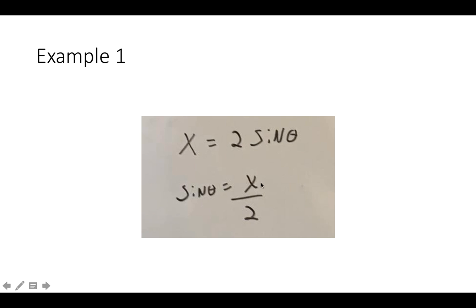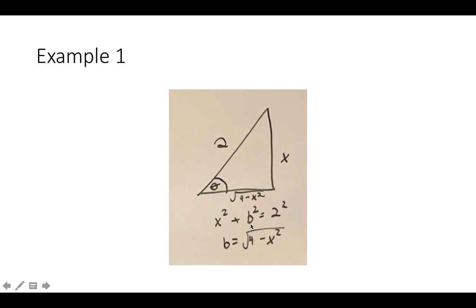That means, according to a right triangle, the opposite side would be x and the hypotenuse would be 2. Now that I have the opposite side x and the hypotenuse 2, I need to find the adjacent side. So how would I find the adjacent side? The Pythagorean theorem. x squared plus b squared is equal to 2 squared. I rearrange and solve for b, and I get that b is equal to the square root of 4 minus x squared. So then I input this value for the adjacent side.